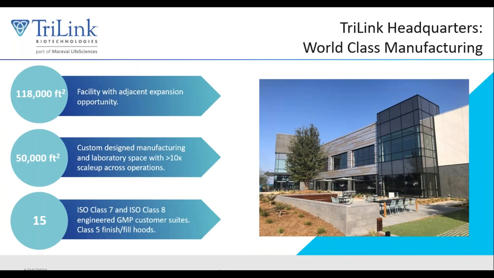TriLink has a state-of-the-art facility that we moved into at the beginning of 2020. It is specifically designed for custom manufacturing and has ISO Class 7 and ISO Class 8 GMP suites with Class 5 fill finish hoods. We have 15 total suites for our GMP manufacturing projects. We have almost 120,000 square feet of facility space with adjacent expansion opportunity within the building. And we have 50,000 square feet of custom design manufacturing and laboratory space that's specifically designed for scaling up your operations from small scale research projects all the way through large scale GMP builds. And here's a picture of our beautiful new facility that we are slowly trickling back into now.